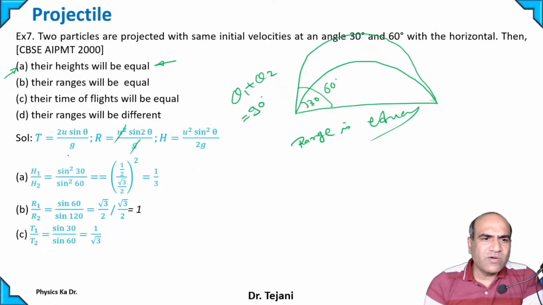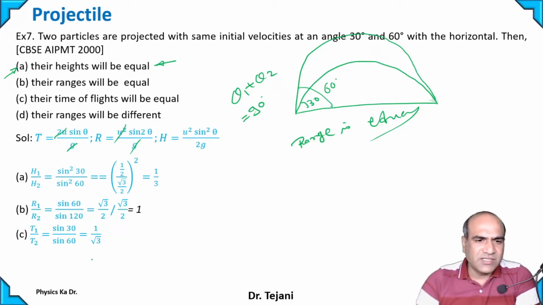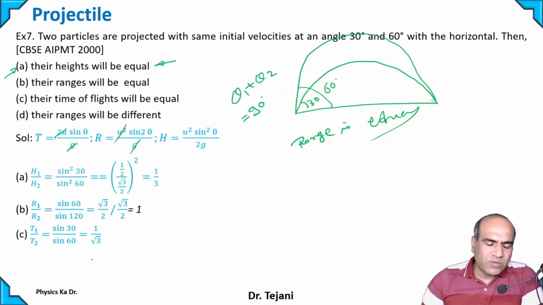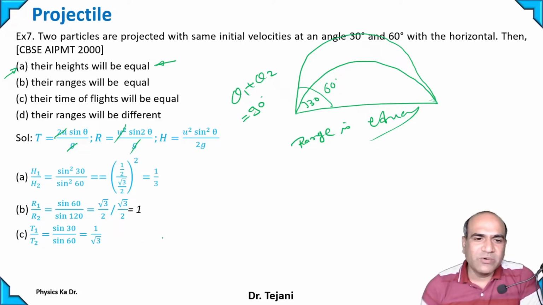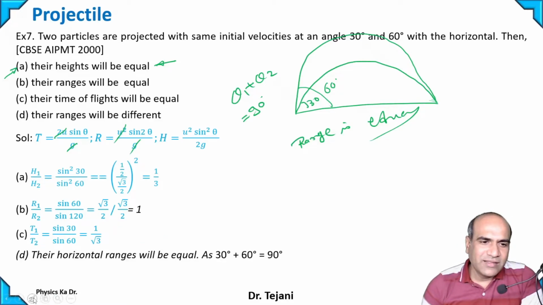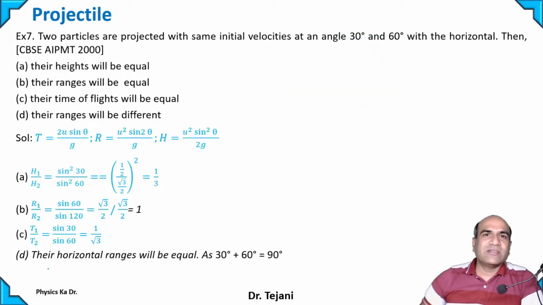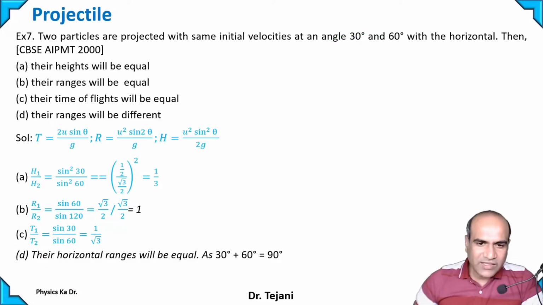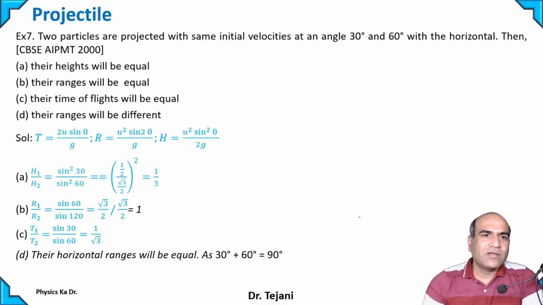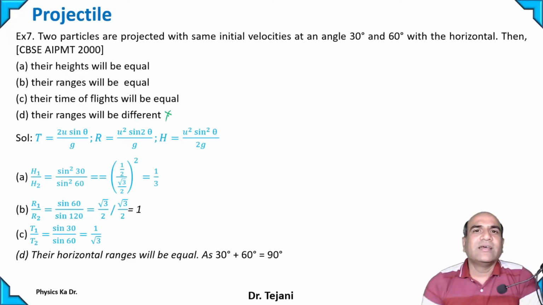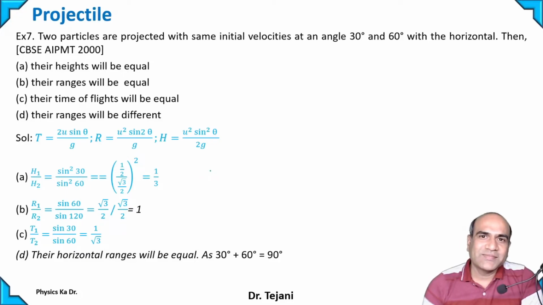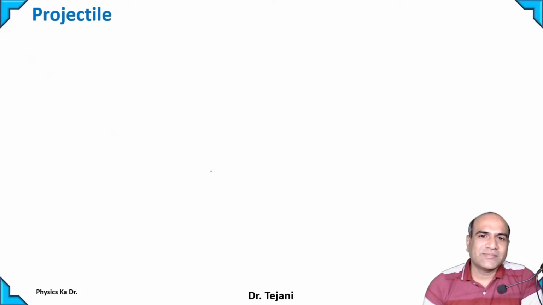Then time. We have the equation for time. 2u will be cancelled, g will be cancelled. So sine 30 by sine 60, t1 by t2 is equal to 1 by root 3. And the last option, the ranges will be different? 30 degree plus 60 degree is equal to 90 degree. Therefore, the range will be equal, not different. This answer is incorrect.